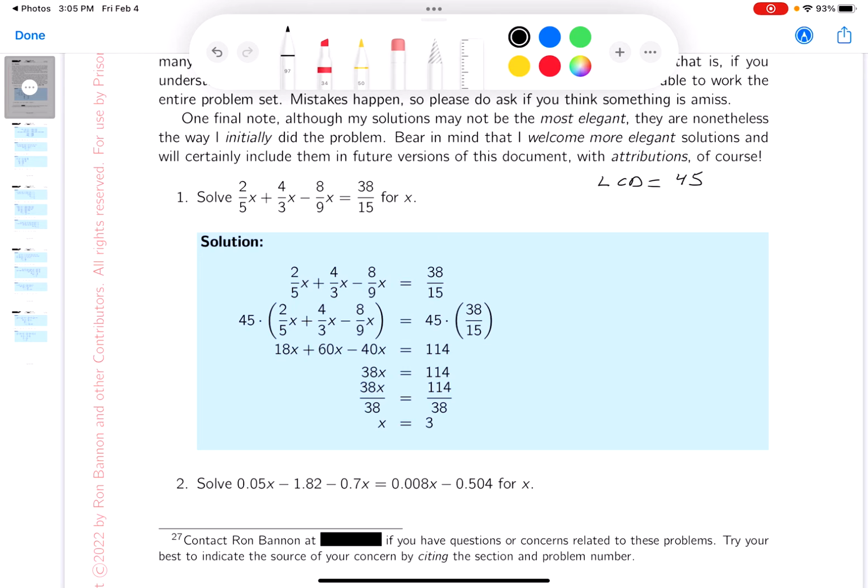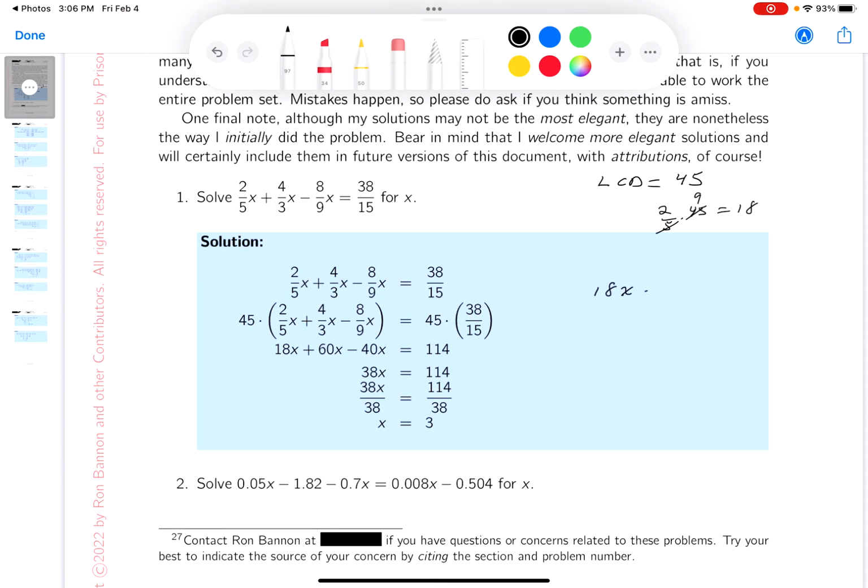I'm multiplying their coefficients. So for example, 2/5 times 45. Well, it's not bad to do. 5 goes into 5 once, goes into 45 9 times. So that would give you 18. Now granted, if you can do it in your head, please do it in your head. So you get 18x for the first term.